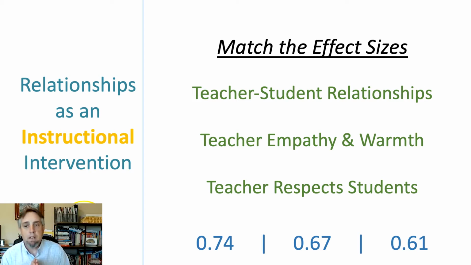Here's your job. It's audience participation time, but you don't need to use the chat feature. Just take a guess on this. Which one has a 7.4, which one has a 6.7, and which one has a 6.1? Of the 3 things you see at the bottom, match the numbers to the actual effects. Give it a shot.